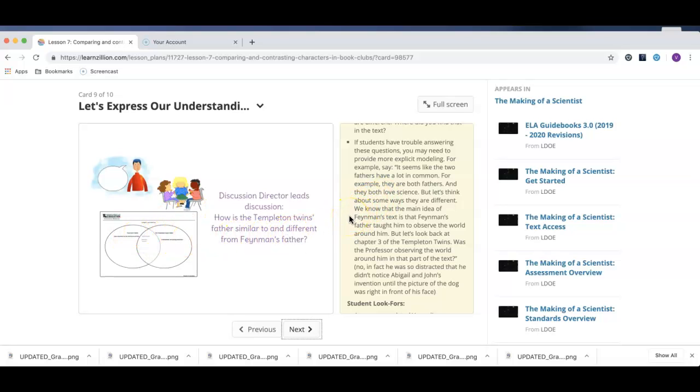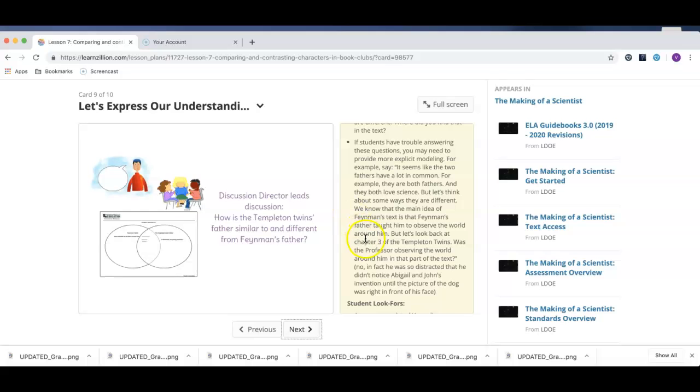So, for example, it seems like the two fathers have a lot in common. For example, they are both fathers and they both love science. But let's think about some ways that they are different. We know that the main idea of the Feynman's text is that Feynman's father taught him to observe the world around him and to find it interesting, right?